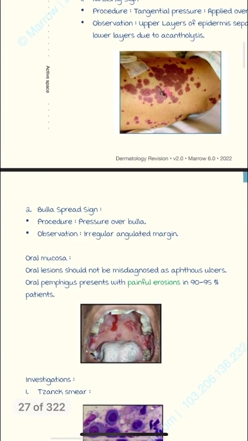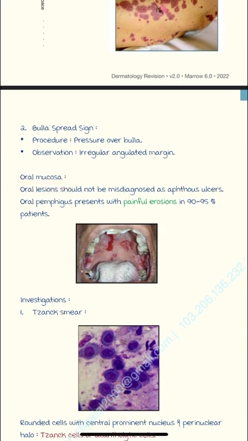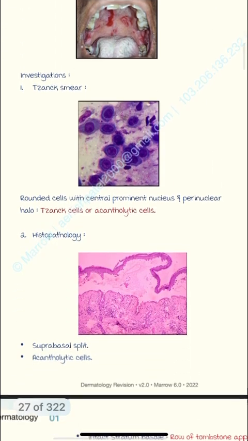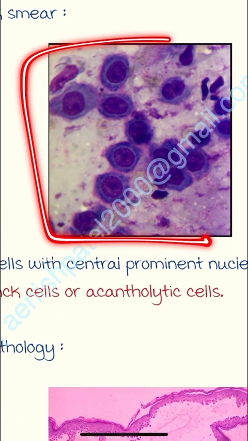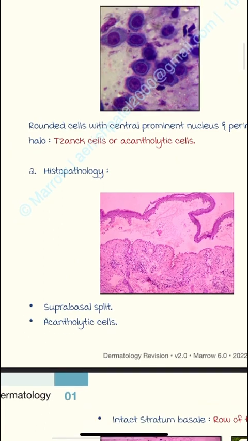Another sign seen here is the bulla spread sign. Here, pressure over the bulla is applied and irregular angulated margins are seen. Oral lesions should not be misdiagnosed as aphthous ulcer, because oral pemphigus presents with painful erosions in 90 to 95% of the patients. Investigations here include Tzanck smear with perinuclear halo.